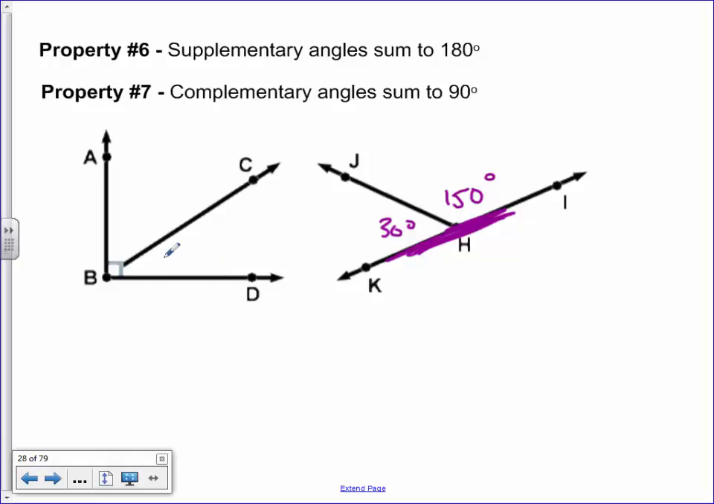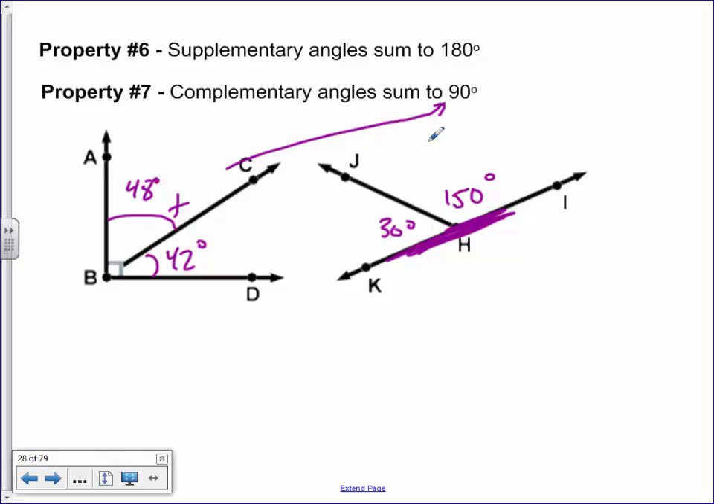If this angle right here, for example, was 42 degrees, what would this angle right here have to be then? Anybody know? Yeah, because these two angles have to add to give 90. You guys ever seen those properties before, or is that new information? You've seen that before? Okay.